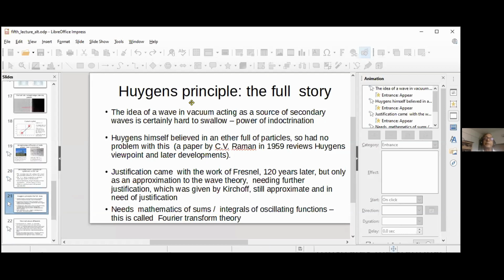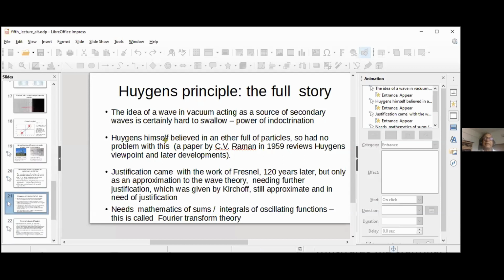But I want to take the story of diffraction a little further. Now, Huygens historically believed in an ether, which was full of small particles and so on. And for him, there was no difficulty in thinking that each particle could act as a source of waves. But later on, when simplified versions of this were put in textbooks, people said waves emanate from empty region inside a slit and so on. He never said any such thing, right?